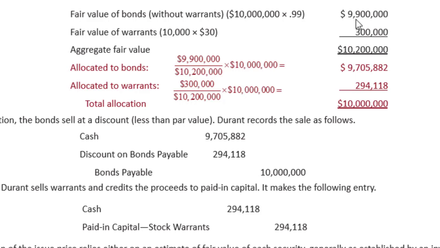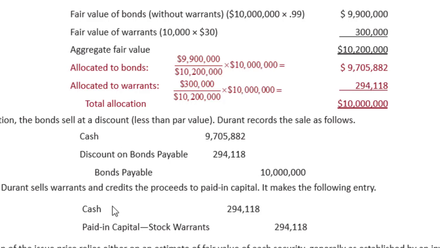So now just take 9.9 million out of 10 million 2, and you get a percentage, and you allocate that percentage to the amount that they got, $10 million. And then you do the same, 300,000 out of 10 million 2, and then multiply that by the $10 million, which is the amount they actually received, and then you get the amounts that we're going to allocate as associated with each of the bond and the stock separately.